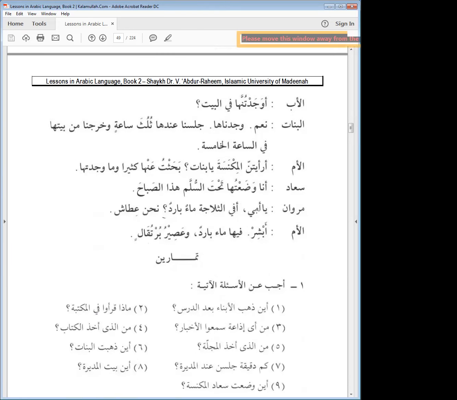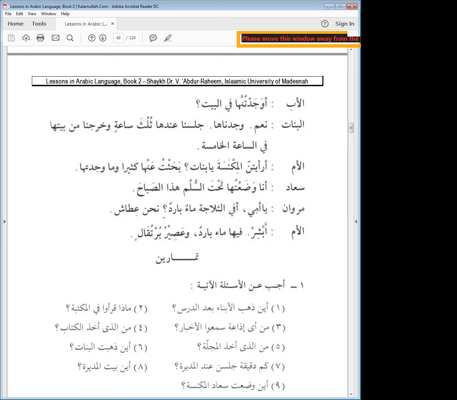Al ab continues, awajadtunnaha fil bayti. Did you all find her in the house, or did you all find her at home? They said, "Naam, wajadnaha." Yes, we found her. Jalasna, we sat with her, or we stayed with her, indaha thuluthu sa'atin, for 1/3 of an hour. Right? Wa kharajna min baytiha fi sa'ati al-khamisati, and we left the house at 5 o'clock. Right? The mother asked, "Araaytunna al-miknasata?" Did you all see the broom?